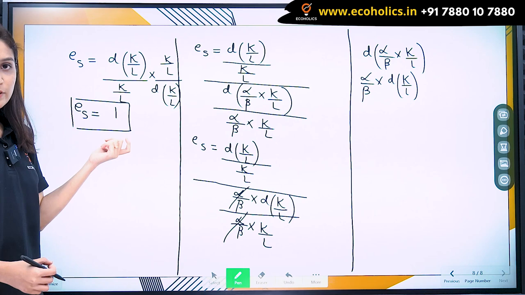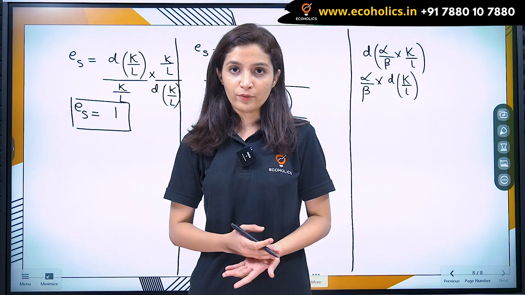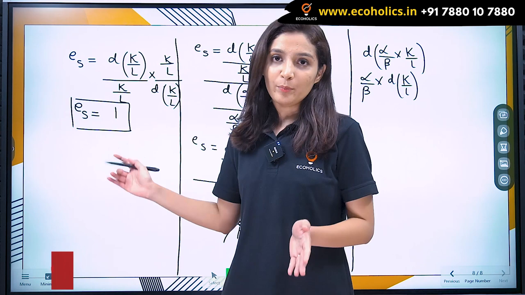So we have seen that in the case of the Cobb-Douglas production function, the value of elasticity of substitution is equal to 1. So this completes our proof.